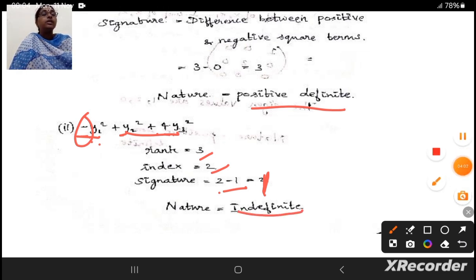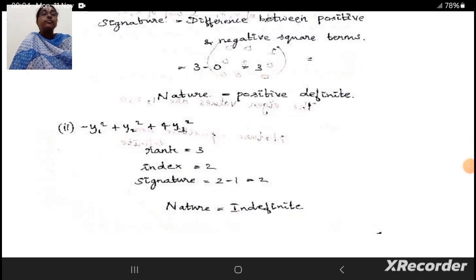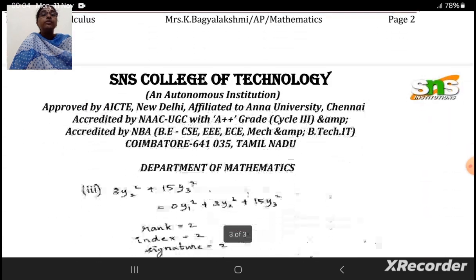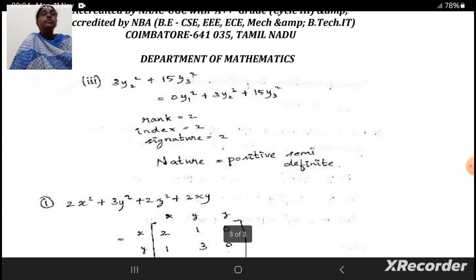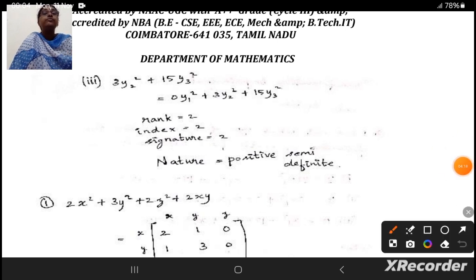This way we can calculate all the values of the nature, rank, index, signature, all the categories we can write. One more sum we can discuss. Here the sum is 3y2 square plus 15y3 square. Only two values are given, so we can write in order: the y1 square term is not given, that is 0 y1 square plus 3 y2 square plus 15 y3 square. So 0, 3, 15. For the rank we write only non-zero values, 3 and 15, the two possible values. Therefore, the rank is 2.